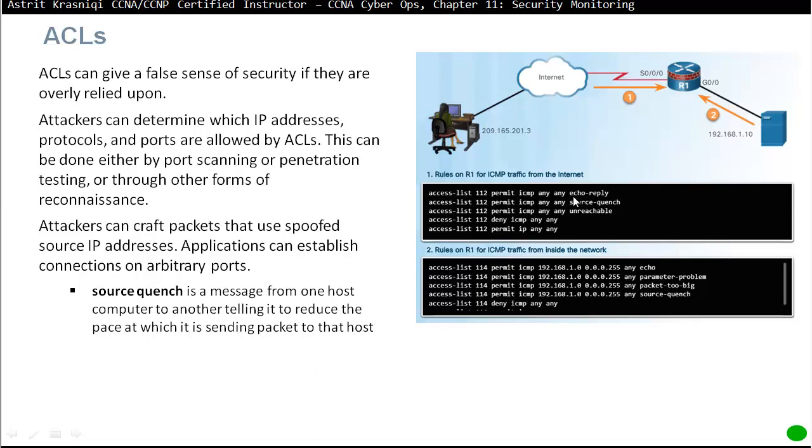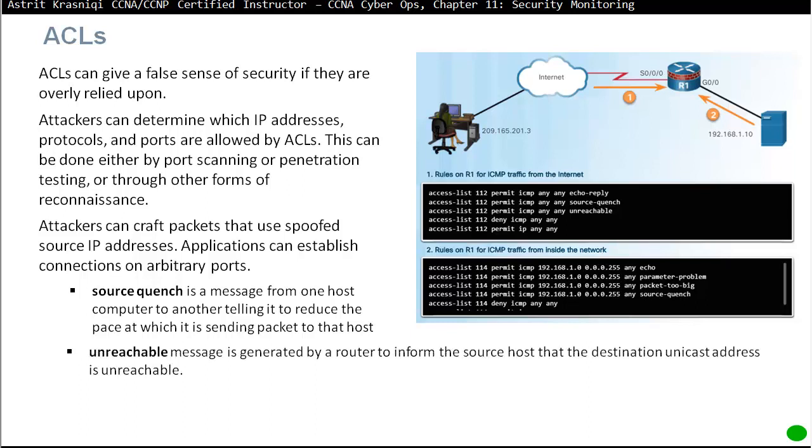So we are permitting all ICMP traffic from the internet: ICMP from any network coming to any network, echo reply. So we are allowing this reply to come back from the internet. Permit ICMP any to any source quench. It is a message from one host computer to another, telling it to reduce the pace at which it is sending packets to that host. Another message is, for example, unreachable.